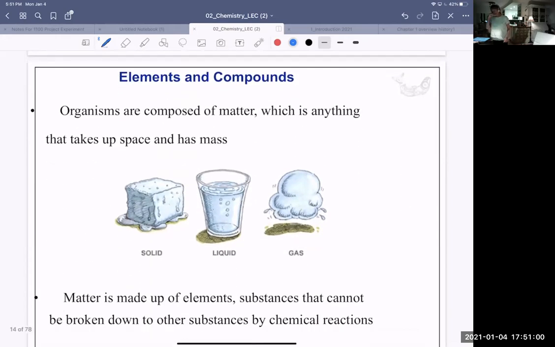So I think next time we will delve into elements and compounds. I know it was quite a short lecture today, but that's okay. We got a lot done.